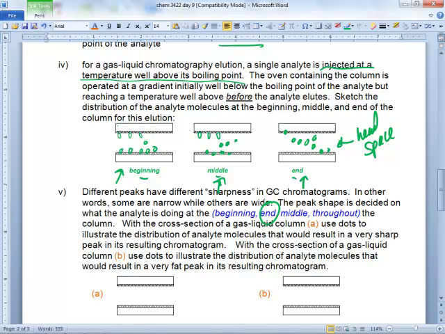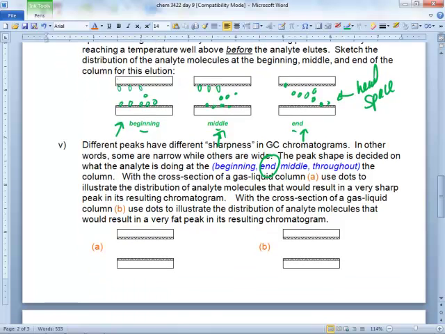With the cross-section of a gas-liquid chromatogram, I don't think you have this, you just have to add it, right? Because I added it this morning. Use dots to illustrate the distribution of analyte molecules that would result in a very sharp peak in the resulting chromatogram. So in A, this is the end of the column, right? But you want what distribution would give, very fat or very narrow? Very sharp. So this will give a very sharp distribution.